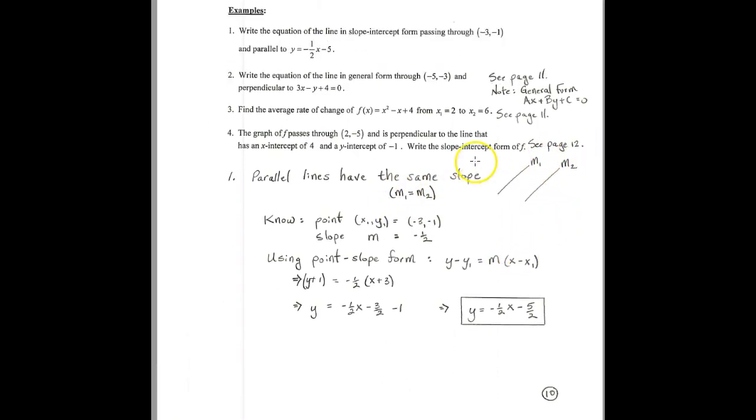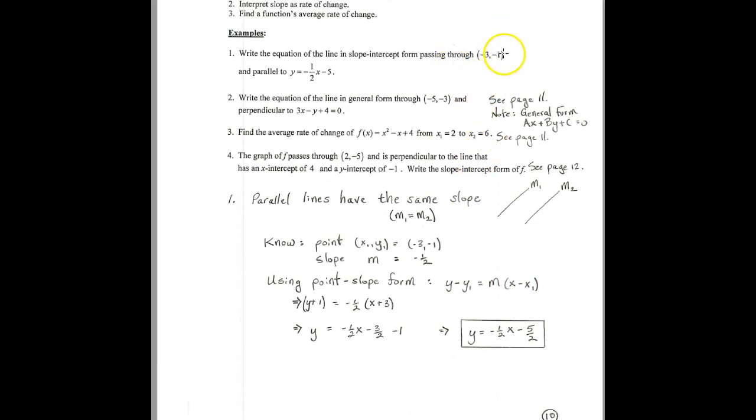So what do we know? We know a point on the line, and we also know its slope, because we want it to be parallel to this line. So the slope we're looking for is the same as the slope of this line, which is -1/2. Given that we know a point and the slope, we want to use the point-slope form for the equation of a line. So y minus y1, which is y plus 1, equals the slope, -1/2, times x minus x1, which would be x minus -3, or x plus 3. Then you simply solve this equation for y to put it in slope-intercept form, to end up with y equals -1/2 x minus 5/2.